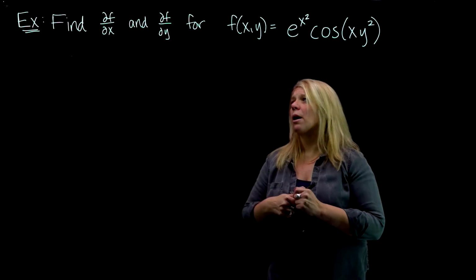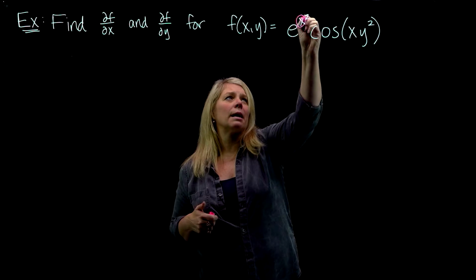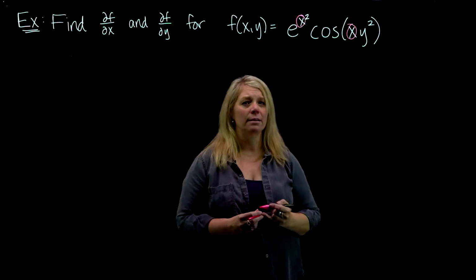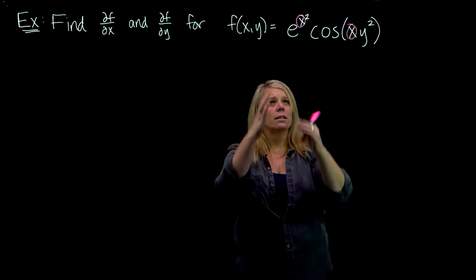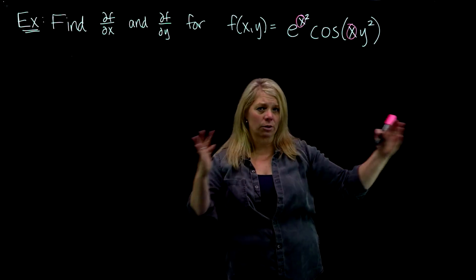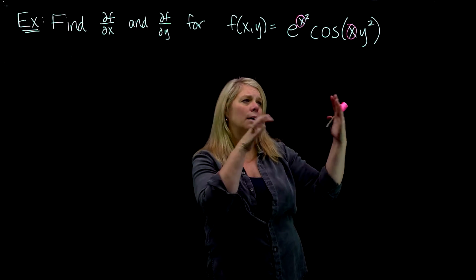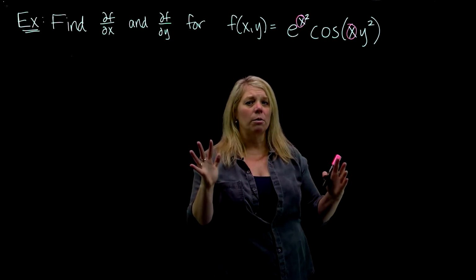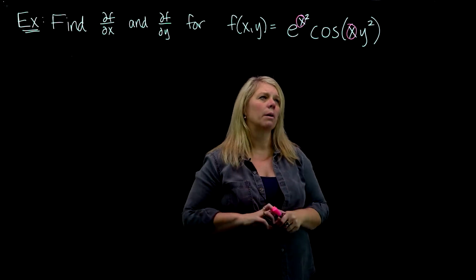So when I'm finding that partial derivative of f with respect to x, I'm zeroing in on the x's that are here. This is all one big term of this function. There's not any addition or subtraction that's separating this into separate terms that I can almost treat as separate little pieces to the problem.